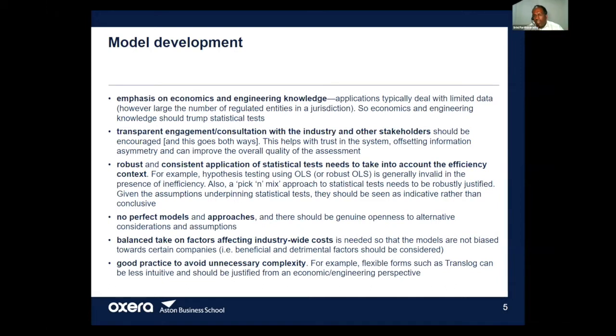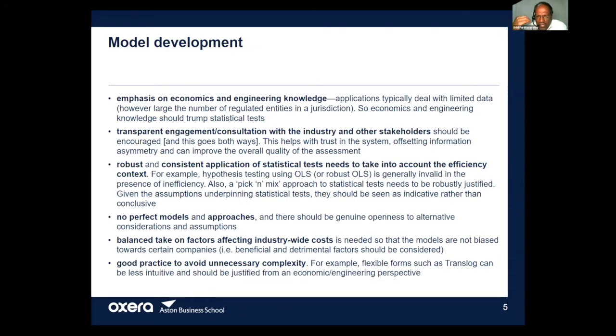Now, given again the real life applications of these tools, what it also means is that typically economics and operational evidence are given more importance than statistics, which underpin certain assumptions and require certain conditions to be met to be properly inferred.